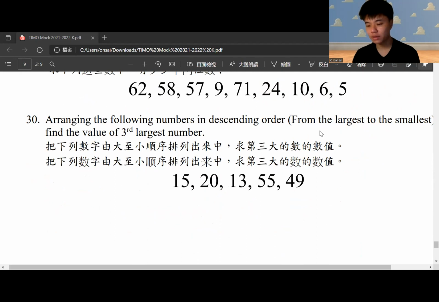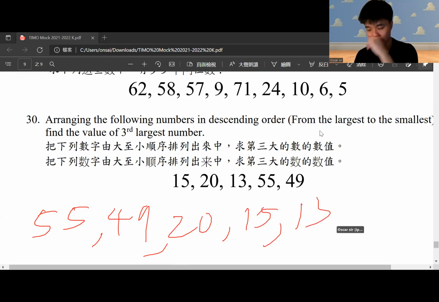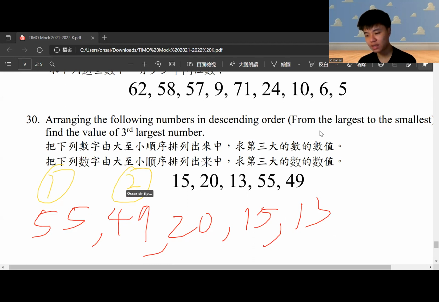Okay, so we need to arrange the numbers in descending order: 55, 49, 20, 15, 13, right? So we are trying to find the third largest number. The biggest is 55. Yes, it's number 20. So we can find that this is the number 20. Number 20 is the third largest number.